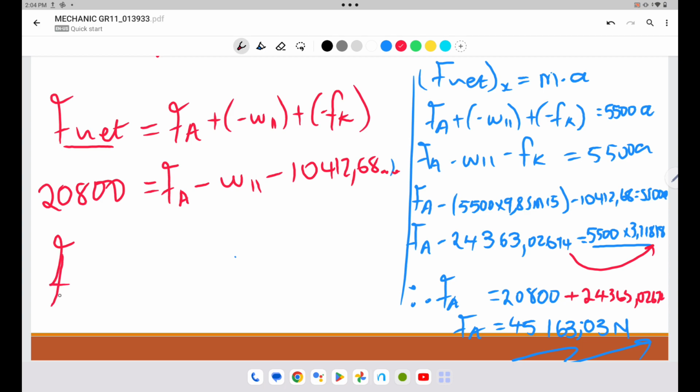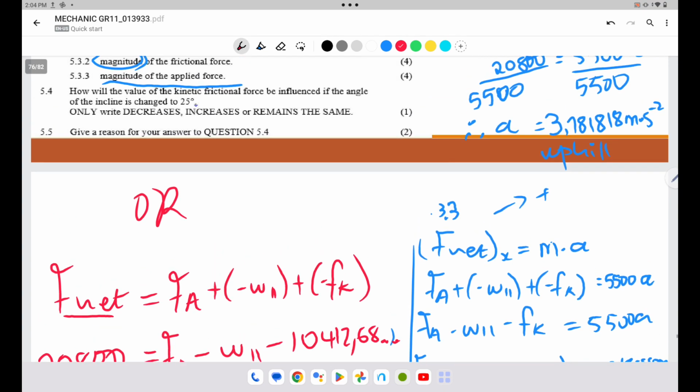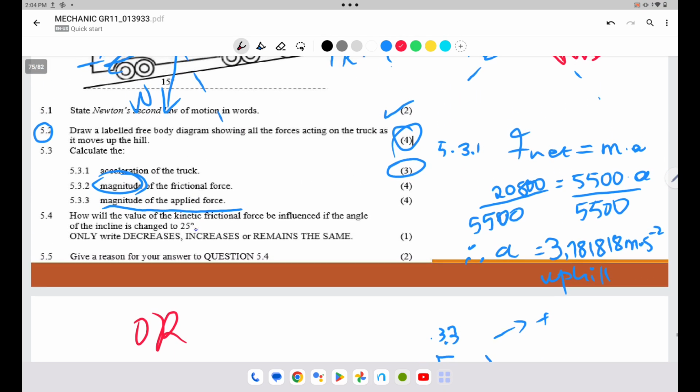And by using this equation, you could have easily found your applied force. Whichever method you go for, we should still get to the same answer. Okay. And then the other one says, how will the value of kinetic frictional force be influenced if the angle of the incline is changed to 25 degrees? We're talking about kinetic friction.